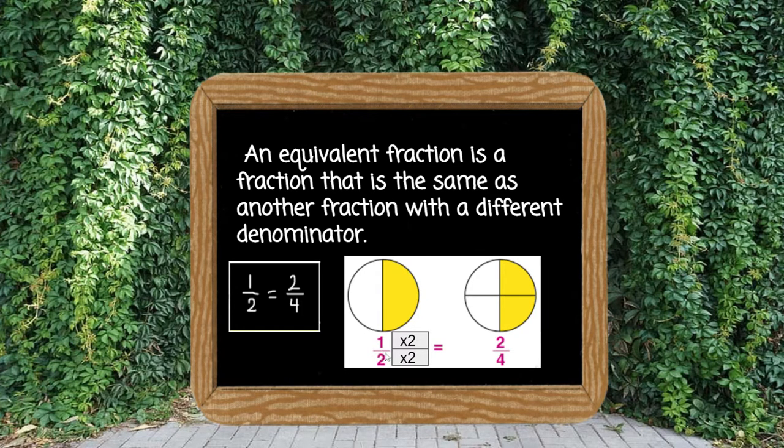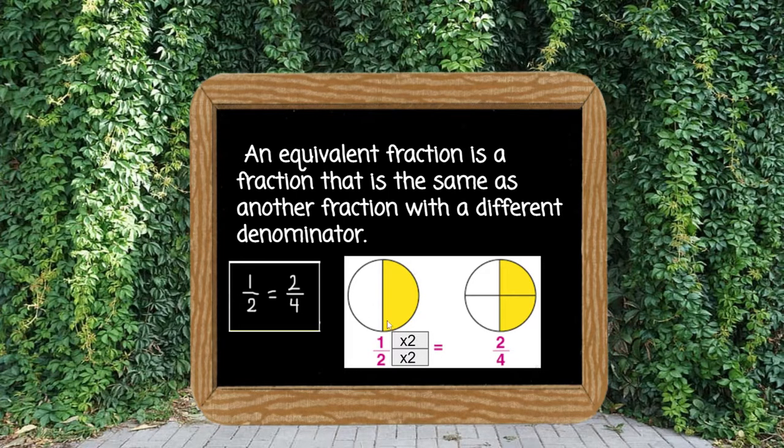1/2. If we decide to multiply the numerator by a certain number, in this case 2, then we must multiply the denominator by that same number. So 1 times 2 is 2 and 2 times 2 is 4.